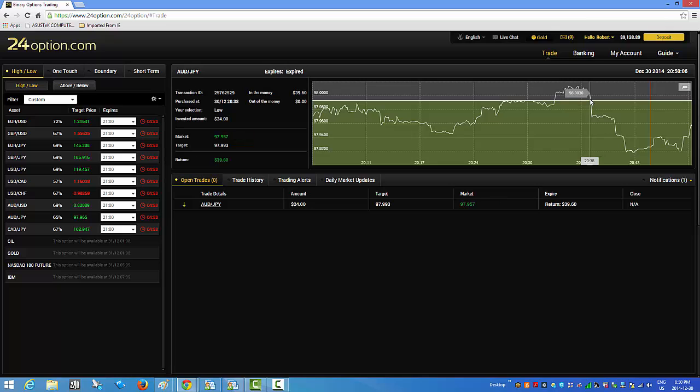So we entered right up there. We entered in the market at 97.993, closed at 97.957. Still about 3 pips profit, was popping up there against us a bit, but still in the profit.